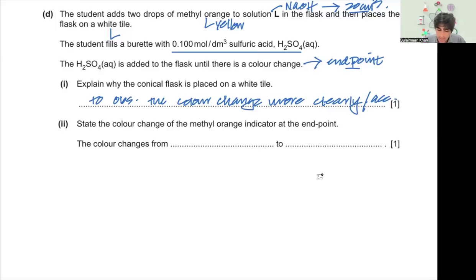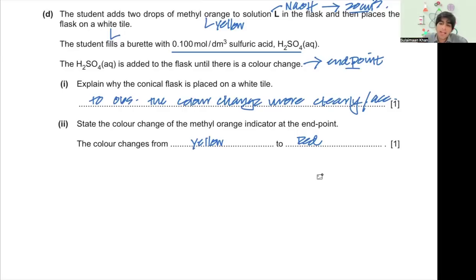Anyway, state the color change of methyl orange indicator at the end point. So at the end point, it goes from yellow to what? It goes from yellow to red. Now, some of you guys may say, oh my God, sir, it goes from yellow to orange. Okay. Practically speaking, why do we call it methyl orange? Because at pH 7, it's orange, right?